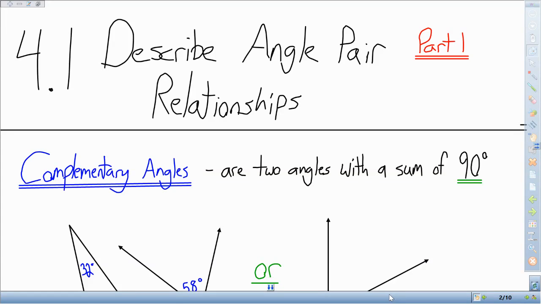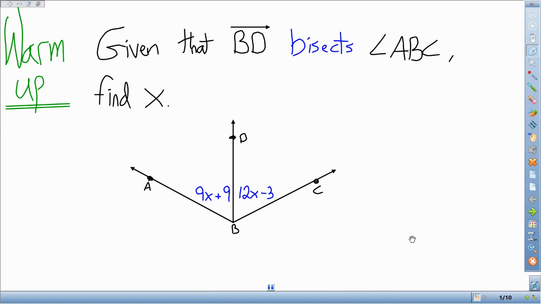Hey, everybody. So today we are getting into chapter 4, and we're starting with 4.1, part 1 here, which is talking about describing angle pair relationships. Okay, real quick, before we get into this actual lesson here, let's start with a warm-up that reminds us how to kind of deal with bisected angles and whatnot.